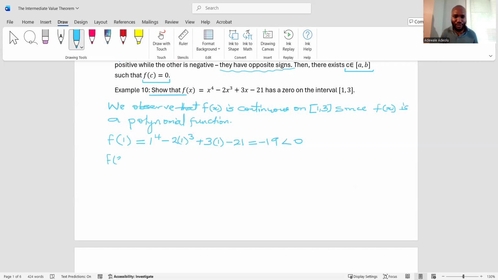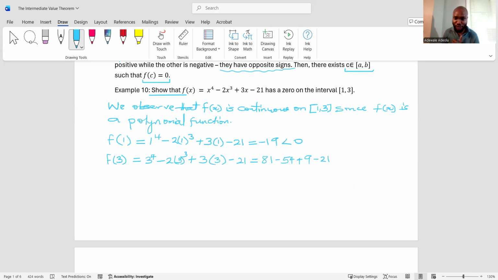f of 3 is, again, 3 raised to power 4 minus 2 times 3 raised to power 3 plus 3 times 3 minus 21. So that is 3 raised to power 4, that is 81. 3 raised to power 3, that is 27 times 2, that is 54. So you have 81 minus 54, if my calculation is correct, plus 9 minus 21. If I look at this, 81 plus 9, that is 90.